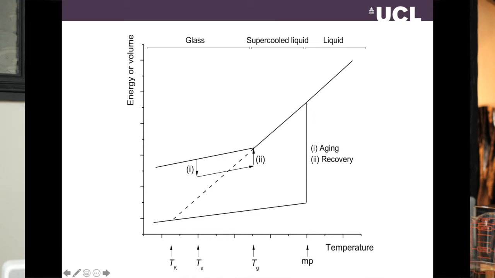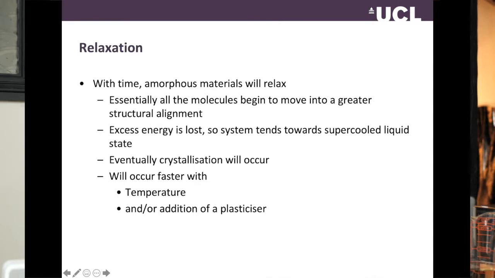Relaxation is therefore a really important process. We have to understand it because all amorphous materials are going to relax with time. And as a material relaxes, its properties are going to change. It's important to recognise that temperature is an important factor in relaxation. The higher the temperature, the faster the material is going to relax. And that's one reason why amorphous materials are often refrigerated.